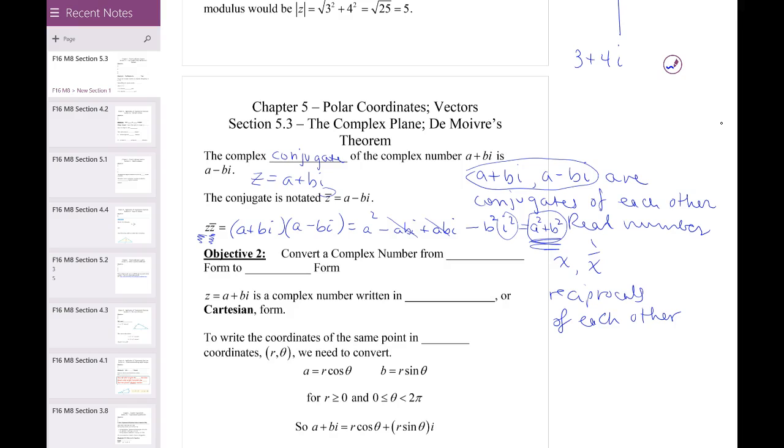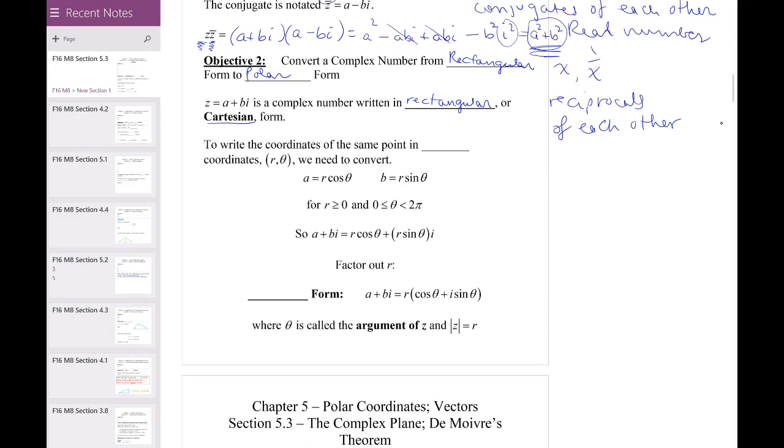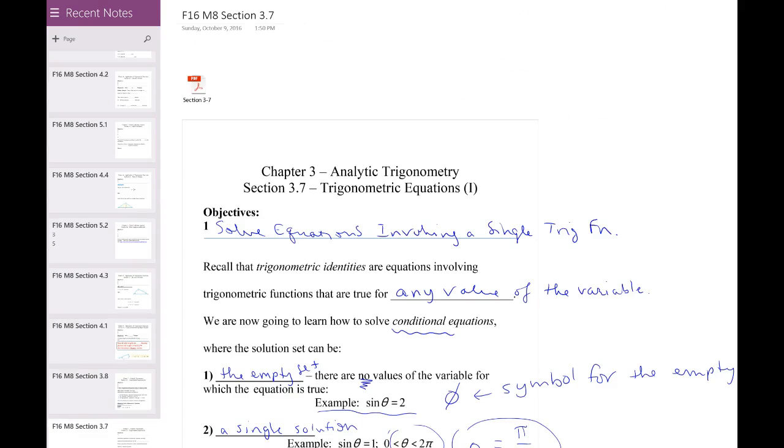Okay, so now objective 2 is to convert a complex number from rectangular form, because you can see that we've been working in a rectangular complex plane, to polar form, because it's going to be much more convenient to work with the numbers in their polar form. So z equals a plus bi is a complex number written in rectangular, or it's also called Cartesian form. So that's when we draw these axes and we say this is the real axis and this is the imaginary axis, and we use the same sort of rectangular coordinate system that we're used to.